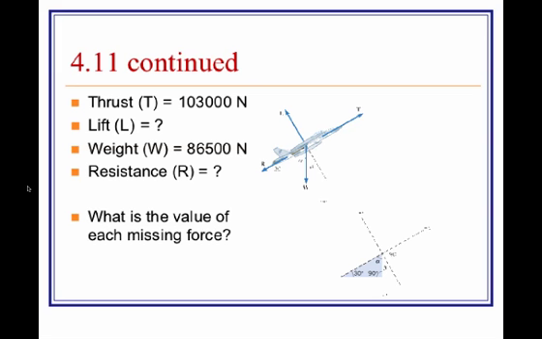The lift, L, is going to be balanced out by part of the weight. R, the resistance force, is going to be balanced out by the thrust. But in addition, there's also some component of the weight acting opposite the thrust.